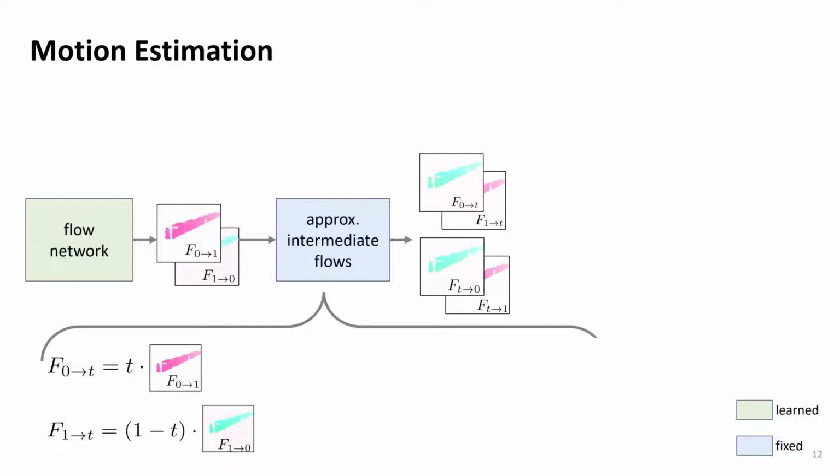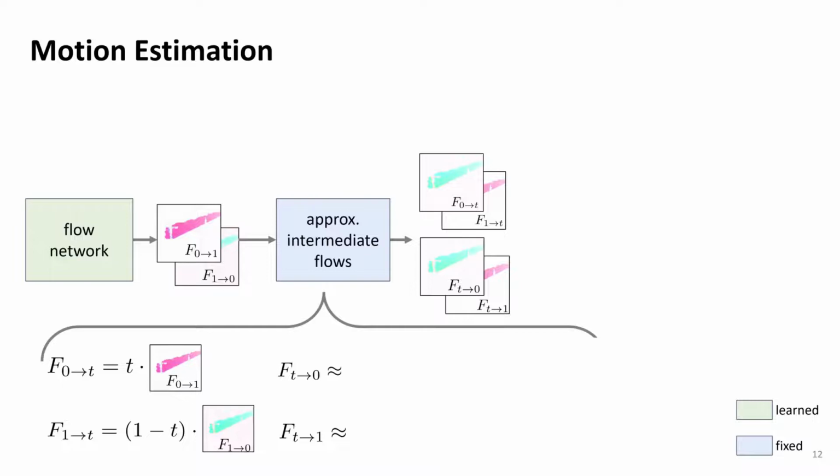Computing the forward flow from the input frames to the intermediate time step is easy and can be achieved by scaling the predicted flow between 0 and 1. Computing the flow for backward warping is more complex, as we need to compute the flow starting from the unknown pixel positions at the intermediate time step t. This can therefore only be done in an approximated way.